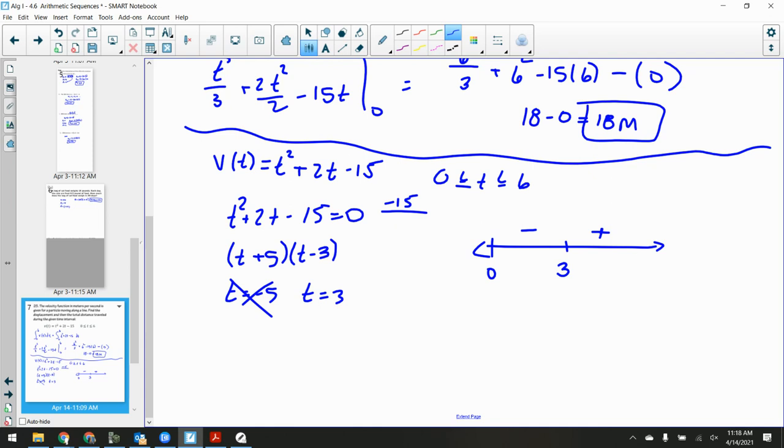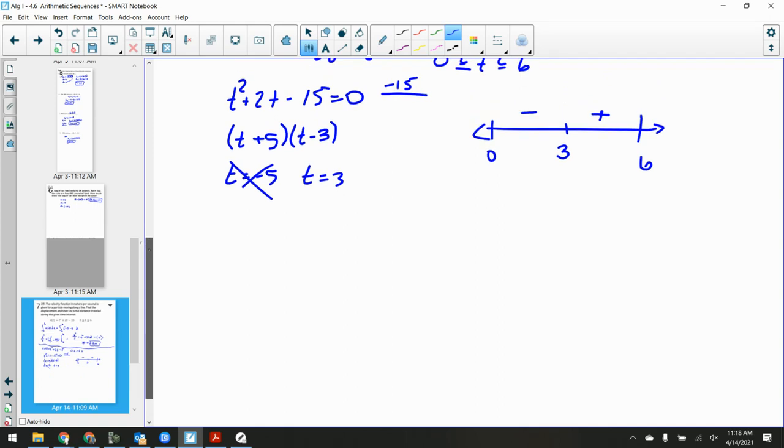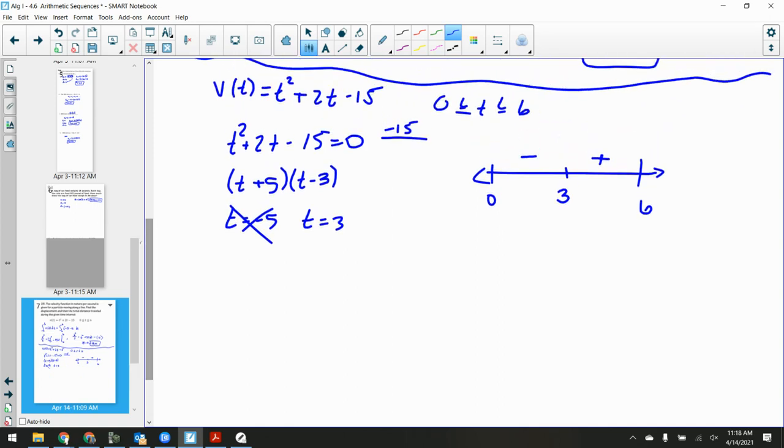Okay, and then I'm going to end at 6, right? So what I need to do is take the opposite of the integral from 0 to 3 and add the integral from 3 to 6. Here's the notation for that. For 0 to 3, I'm going to take the opposite of the integral of v of t dt, plus the regular integral from 3 to 6 of v of t dt. Okay, that's the notation that we're going to use.